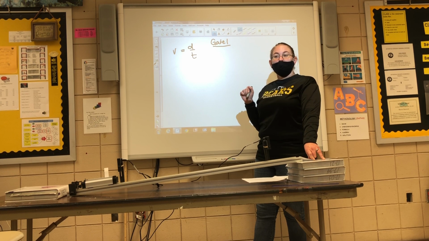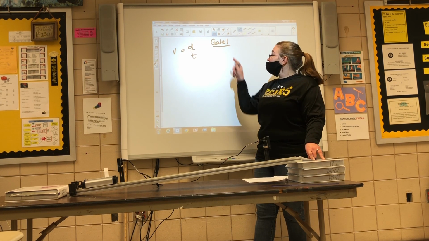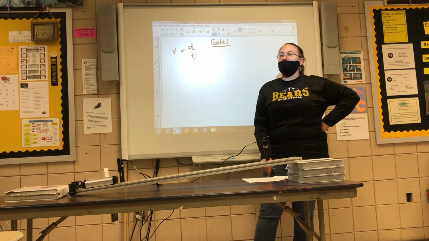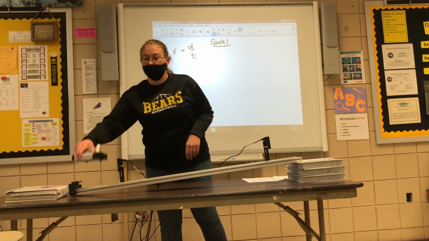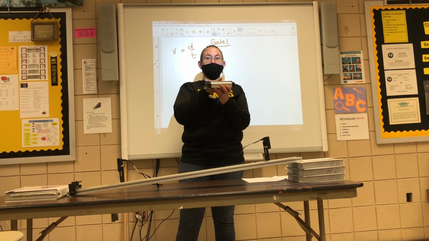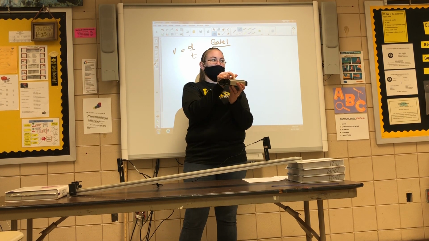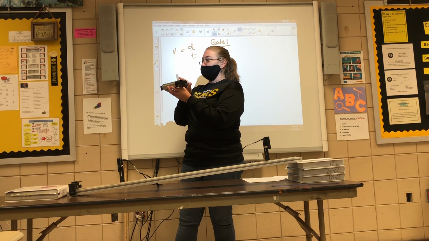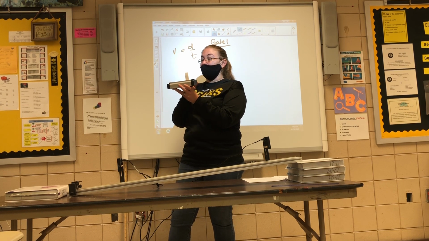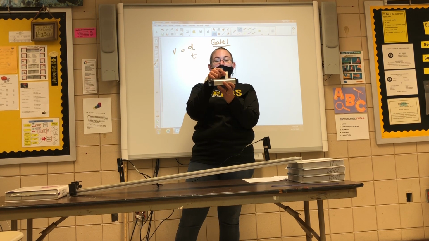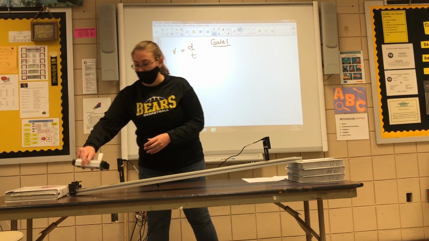Zero. No. Between the gates. No, what's my distance at just gate 1? 0.01. Oh, 0.02, because we're measuring the distance of the index card. Because that's where the time came from, start to finish of this card that went through. So we're measuring the distance of the index card and the time it took to pass through.